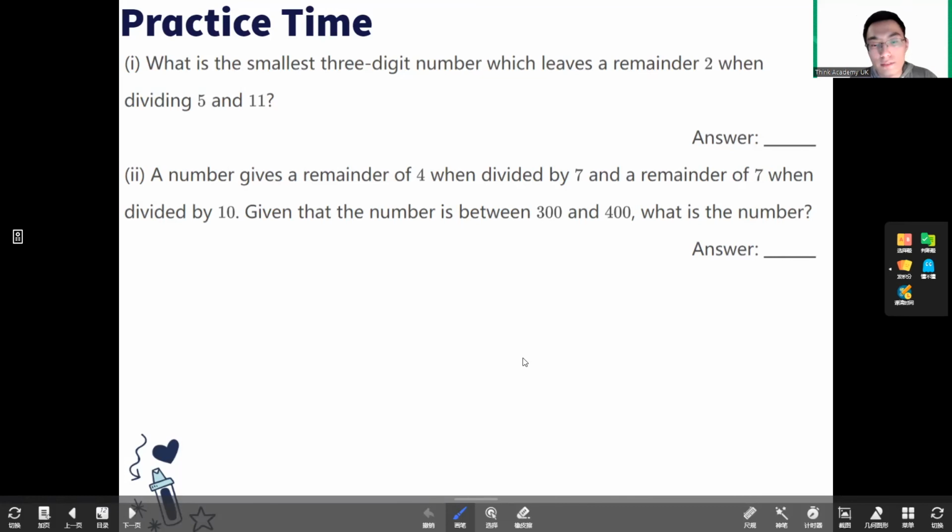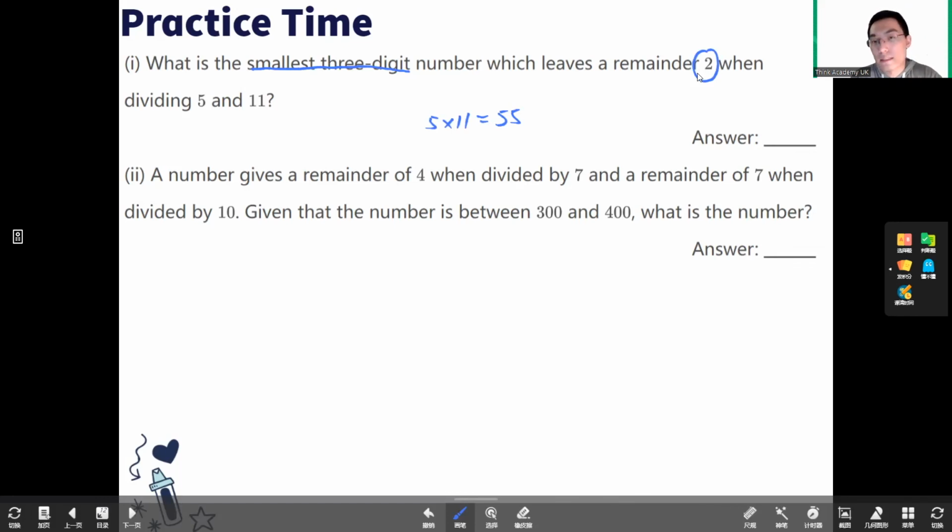Let's have a look at the first one first. So the smallest 3-digit number we want, which leaves a remainder of 2 when dividing 5 and 11. So it leaves a remainder when divided by 5 and leaves a remainder when divided by 11. If we take the remainder 2 away, the number will be divisible by both 5 and 11. And we know that if it's divisible by both 5 and 11, then it must be divisible by 5 times 11, 55. So the question can be rephrased to look at the multiples of 55 and which smallest 3-digit multiple of 55 will be leaving a remainder of 2 when divided by it.